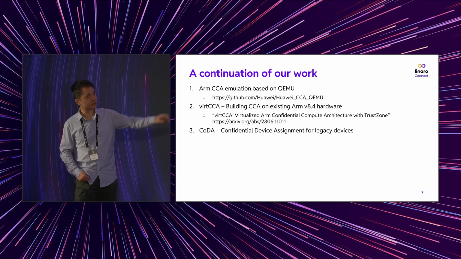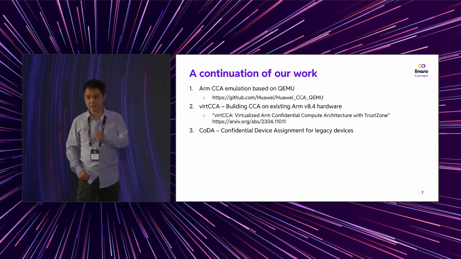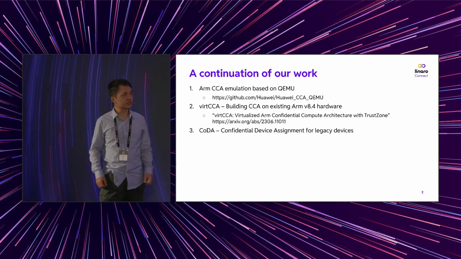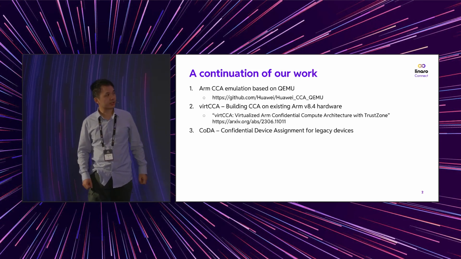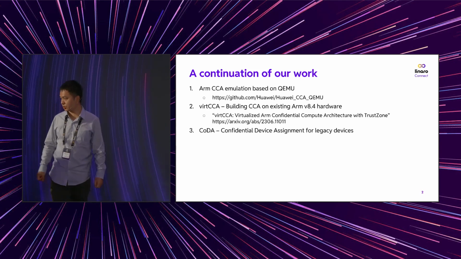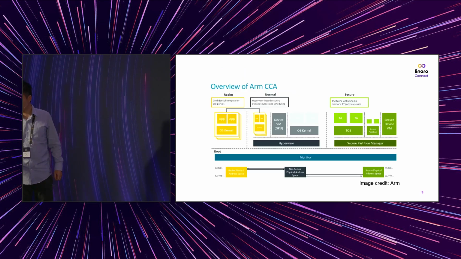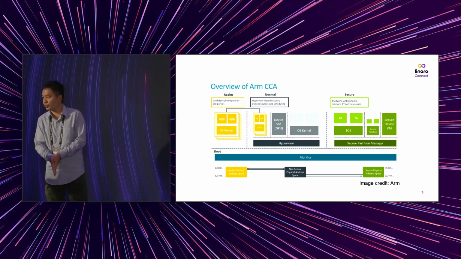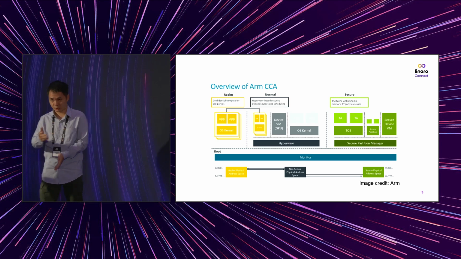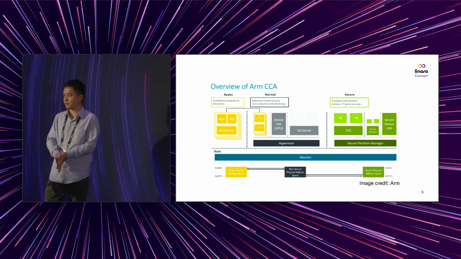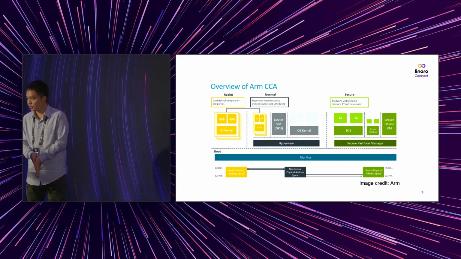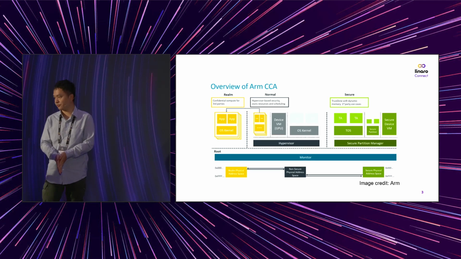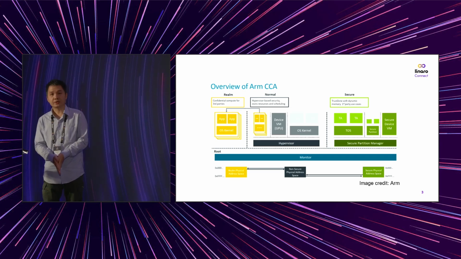I will first introduce our virtCCA, which uses the existing ARM hardware to build a software stack similar to CCA. And then I will introduce our device assignment, which we call CoDA. So a bit of background on the ARM CCA. We have 4 worlds. The Realm world is what we talked about in our previous talk, the CCA. And then we have the secure world, which was introduced in a previous generation of ARM hardware.